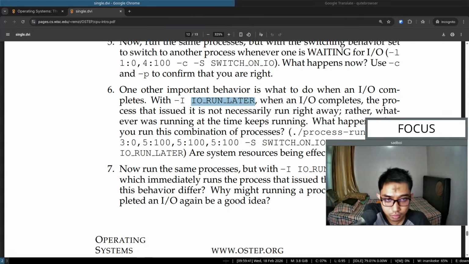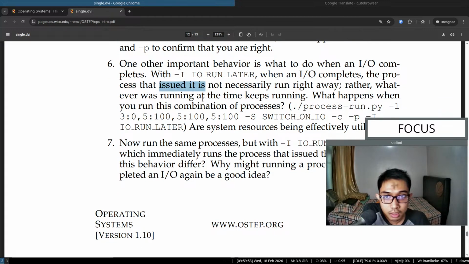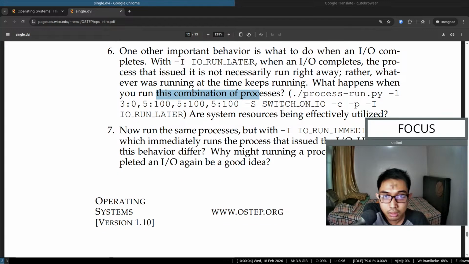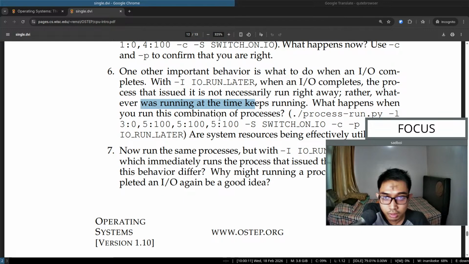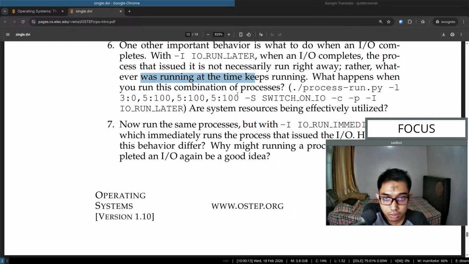When an input-output completes, the process that issued it is not necessarily run right away. Rather, whatever was running at the time keeps running. What happens when you run this combination of processes? Whatever was running at the time keeps running. This combination of processes, okay.